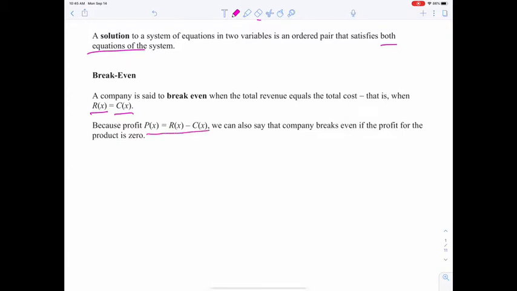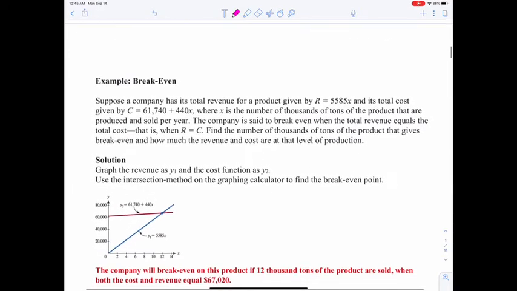Profit, right? P of X is revenue minus cost. So how much money they take in minus how much money they spend. So hopefully in any business, you want to make sure you take in more than you spend, so you have a positive profit. All right.